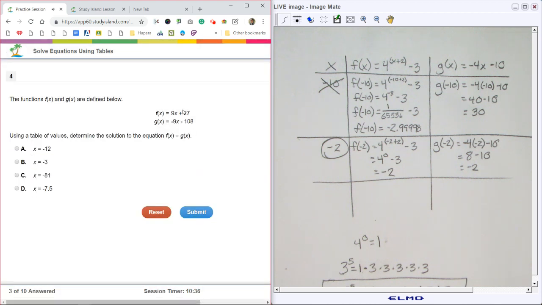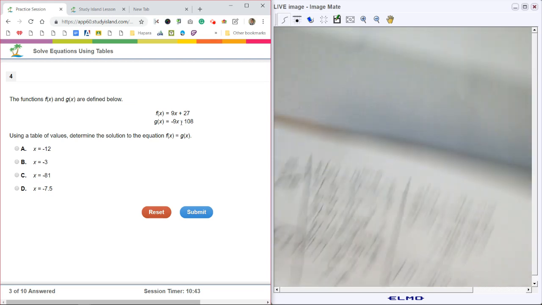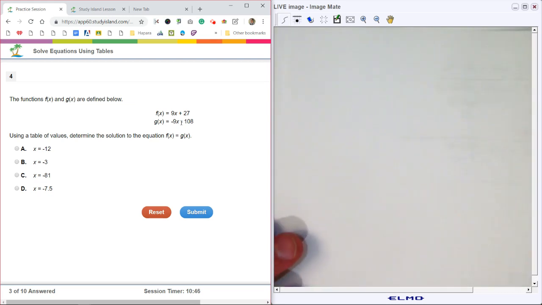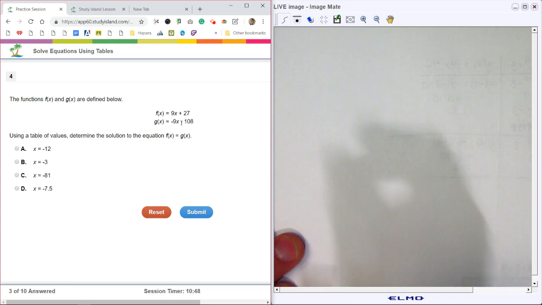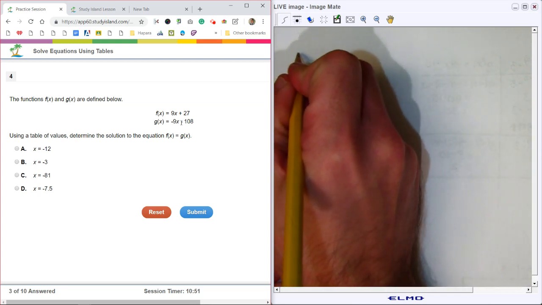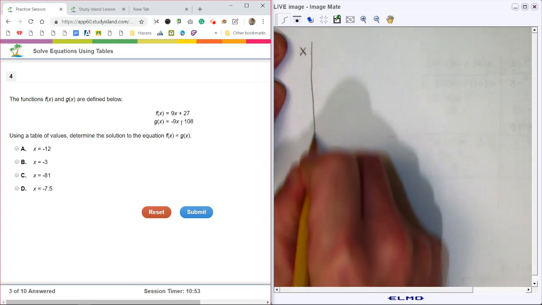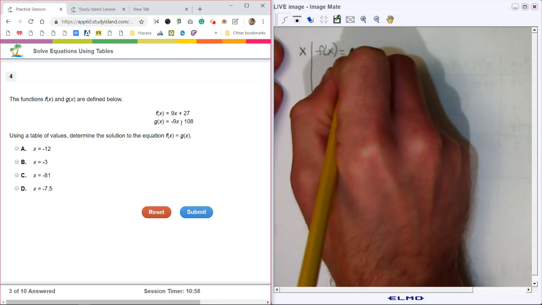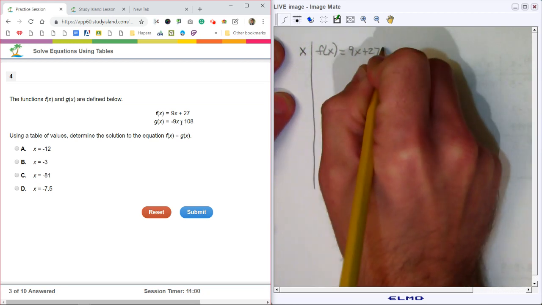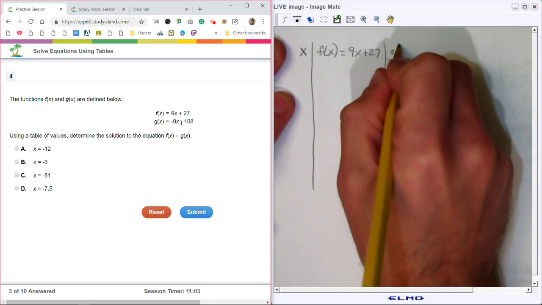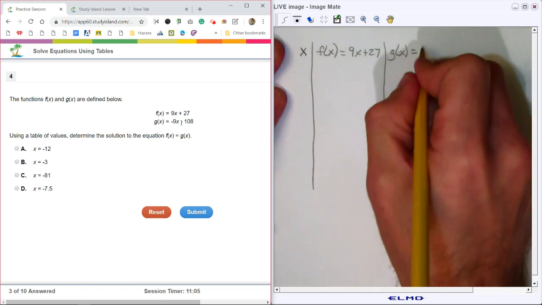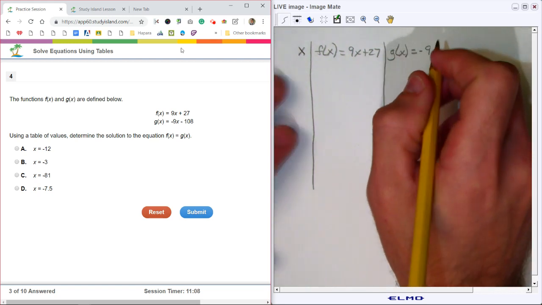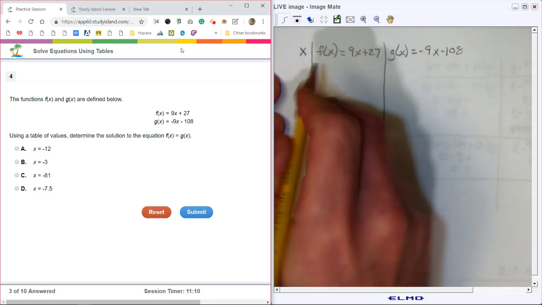We'll do another one. These are two linear equations. You should recognize these as having only one spot that they intersect. Let's go ahead and do these problems. Again, we'll set up a column for our input variable, which is x. We'll set up a column for our first function, f of x, being equal to 9x plus 27. And we'll set up a column for our g of x, which is equal to negative 9x minus 108.